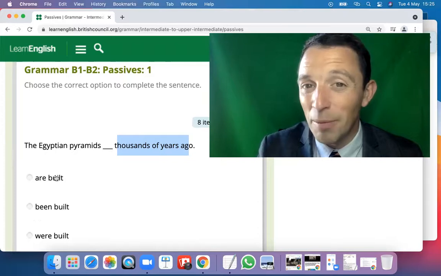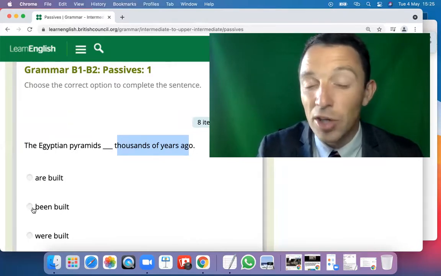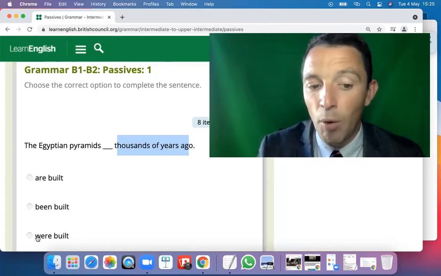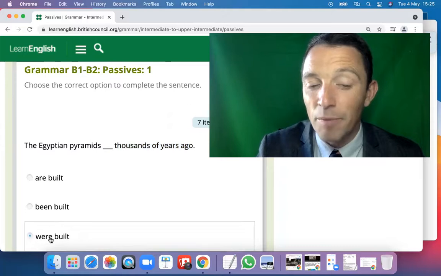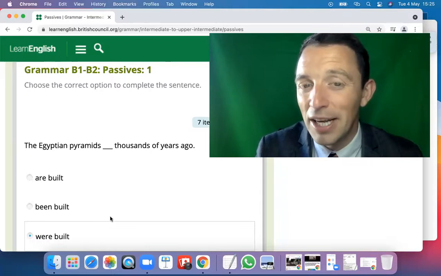No, because it's not the present, because ago is the past. Being built is not possible because we need the auxiliary, has been built, had been built. So that's not possible. Were built is possible because it's the verb to be plus the participle. And the verb to be here is in the correct form of the past simple. So that's the past simple in the passive.